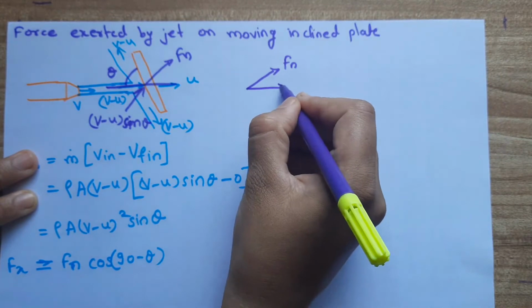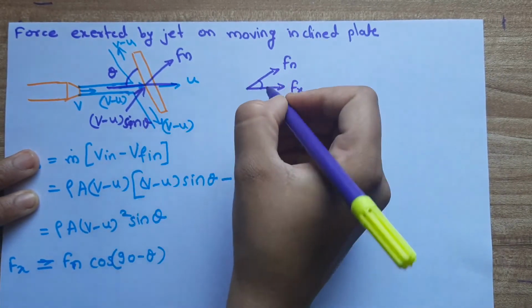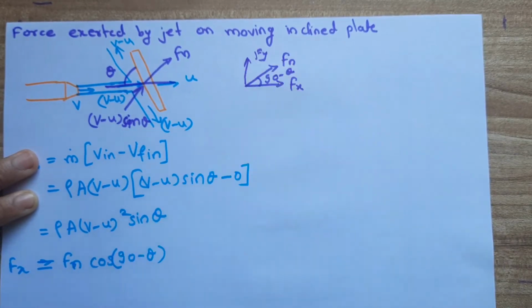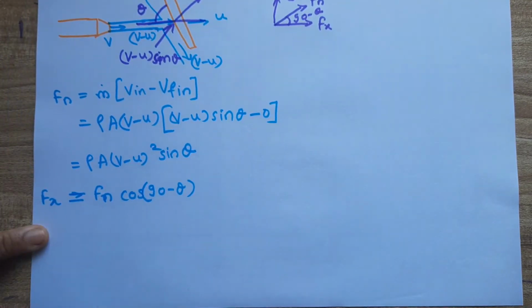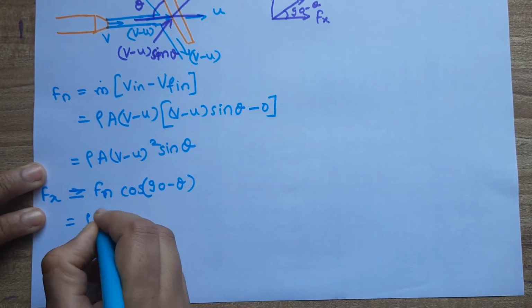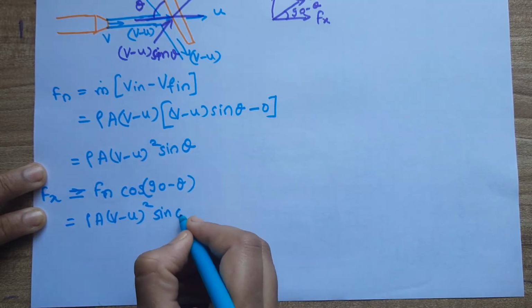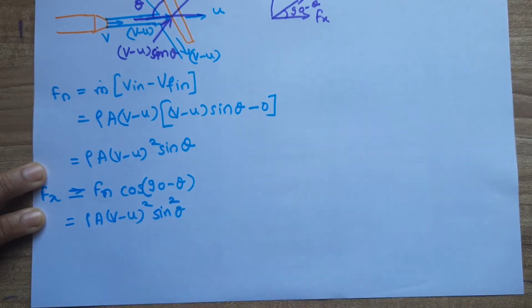Okay, and its component is Fx, and for that this angle is 90 minus theta. This is your Fy. So from this we can say that your Fx is equal to Fn cos of 90 minus theta. By putting the value of Fn, we will get rho a (v minus u) square sine of theta, and this cos of 90 minus theta will become sine theta, so we can write it as sine square theta. So this is what will be the Fx.